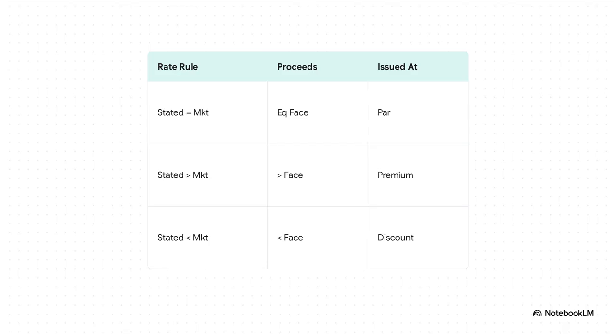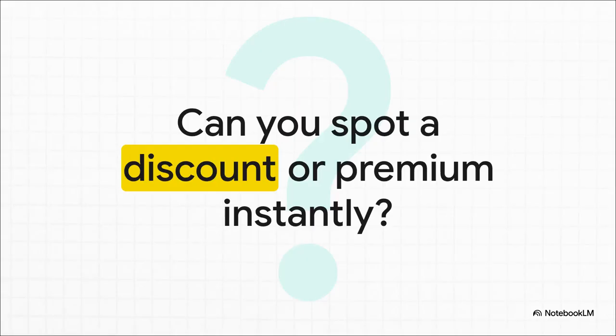It's a total lifesaver. So you now have the intuition behind the two-part formula, and you understand the precise relationship between stated and market rates. Keep practicing those steps and trusting the logic. But here's the final challenge I want to leave you with to truly test your readiness. On exam day, can you instantly spot whether a bond is at a discount or a premium before you even calculate a single present value? If you can do that, you are absolutely ready. Good luck out there.